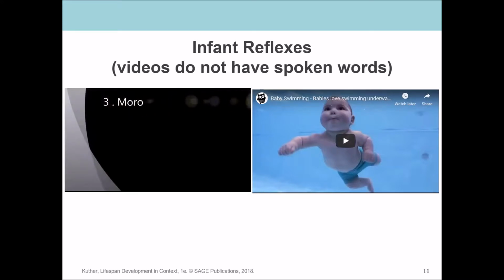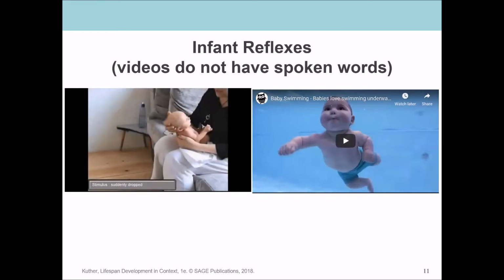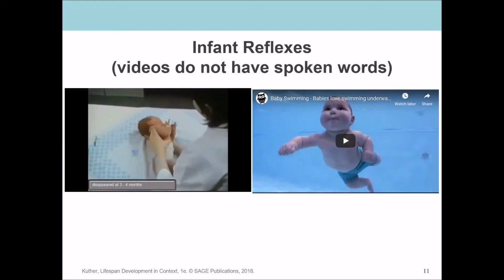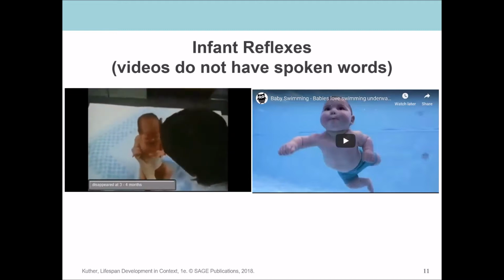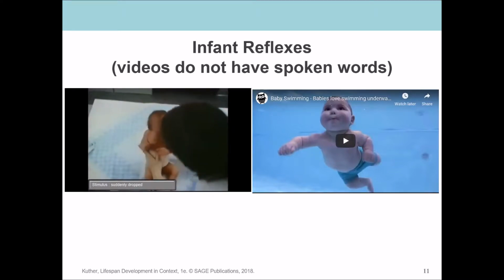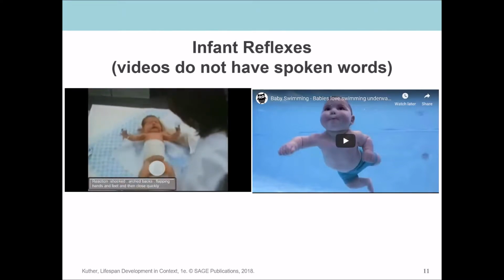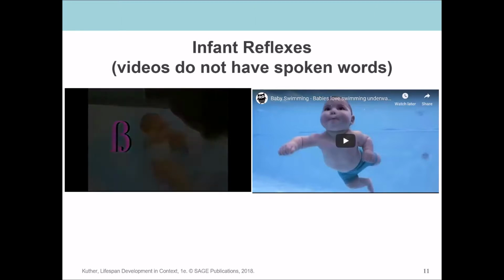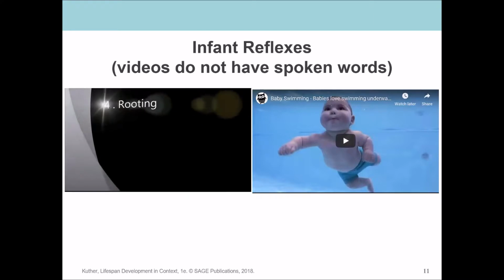Number 3 is the Moro reflex. The stimulus is being suddenly dropped. Of course, you don't actually drop the baby. The reaction is that the baby is shocked, arches his back, flaps his hands, and this disappears at 3 to 4 months. Again the stimulus is being suddenly dropped, and hands and feet flap out and then close quickly. It's kind of like trying to grab onto something. Think about a primate baby holding onto its mother when it's almost dropped.